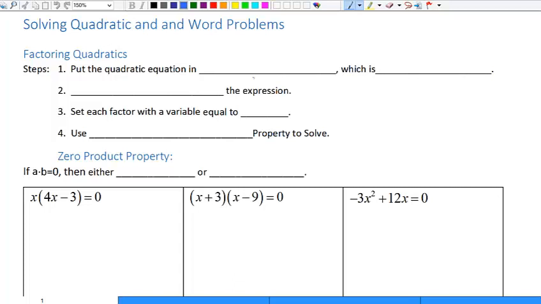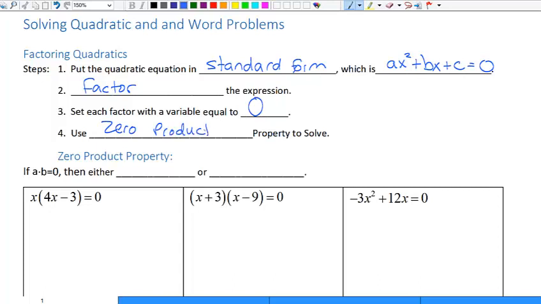Our lesson today will be on solving quadratics and associated word problems. So whenever we're trying to solve quadratic equations, we first need to put the quadratic equation in standard form, which is ax squared plus bx plus c equals 0. Step 2 would be to factor the expression. Step 3 says set each factor with a variable in it equal to 0. So now we're going to use the zero product property to solve.